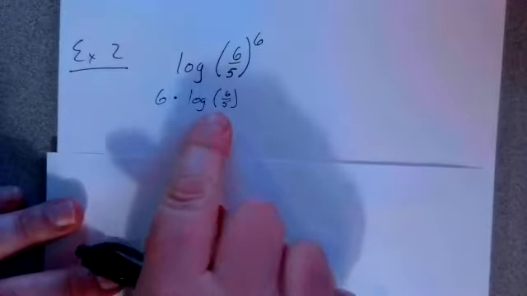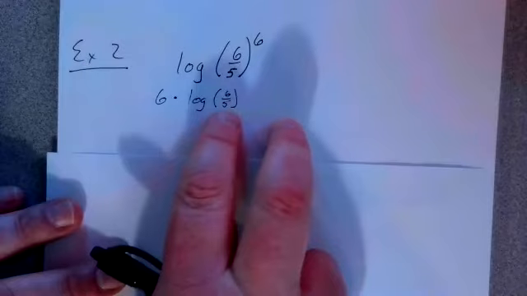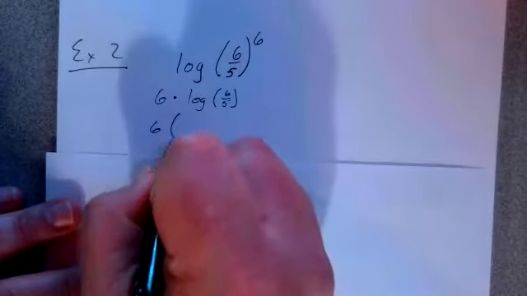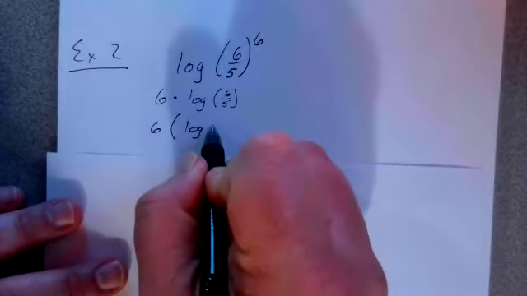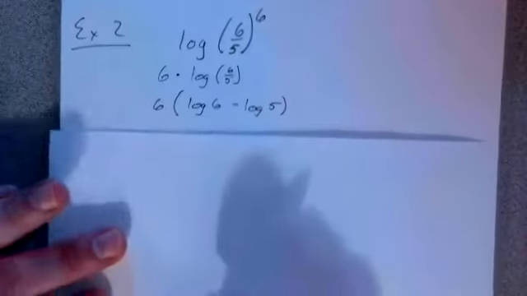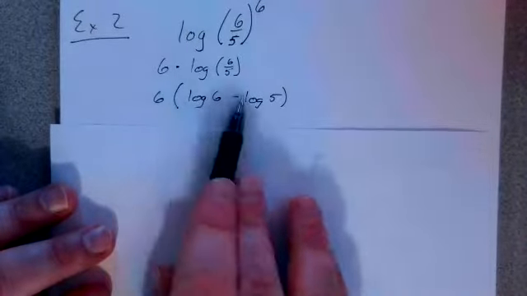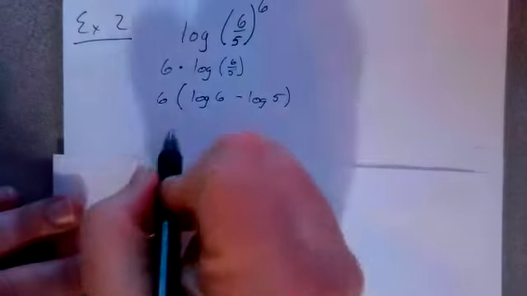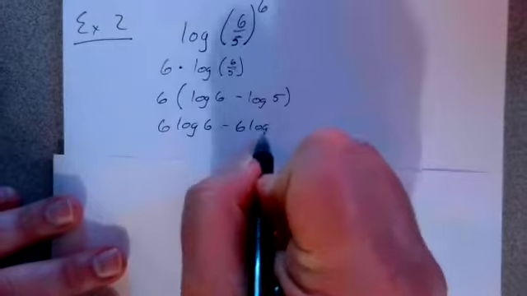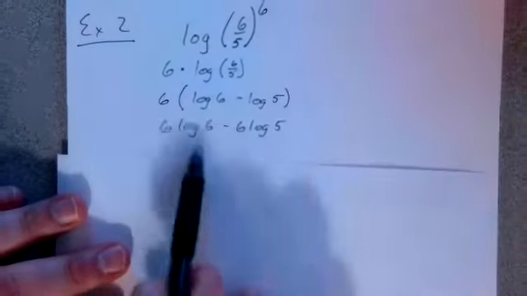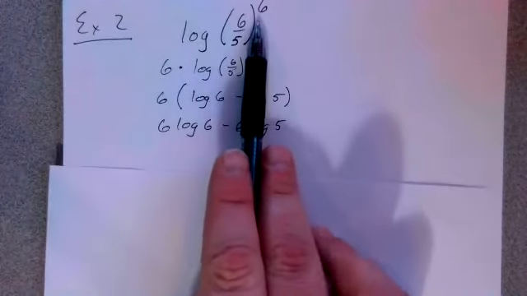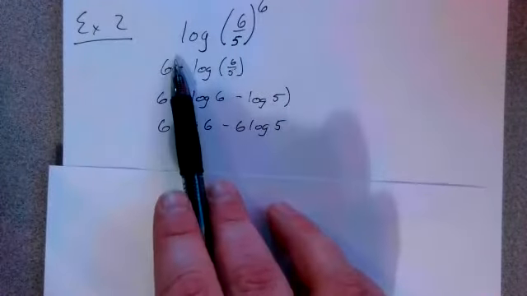Now I can split that log into 2 different logs. The log of 6 minus the log of 5, right? Division is subtraction. So it's going to be 6 times the log of 6 minus the log of 5. And then if I wanted to, I could distribute the 6 through, and I'd end up with 6 log 6 minus 6 log 5. So, when the exponent's on the outside, I want to handle the exponent first.